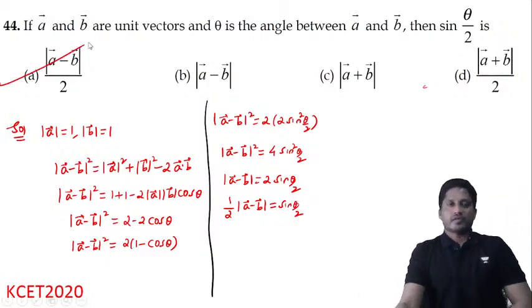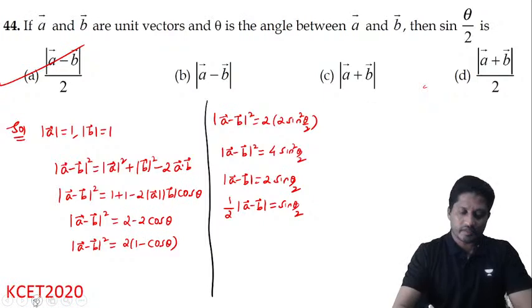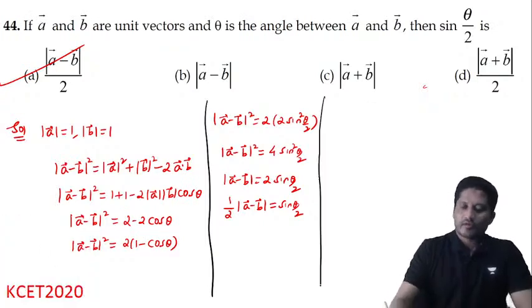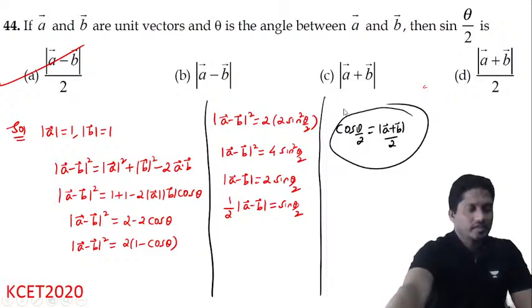Sin theta by 2 is mod of A minus B by 2. Same condition, A and B are unit vectors, theta is the angle between A and B. Same problem, same condition. If you derive, you will get cos theta by 2 is equal to modulus of A plus B upon 2. Right, let's move to the next question.